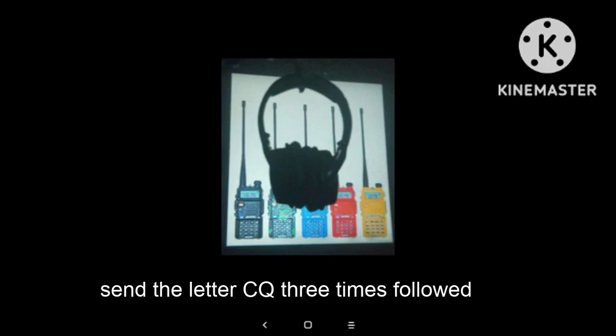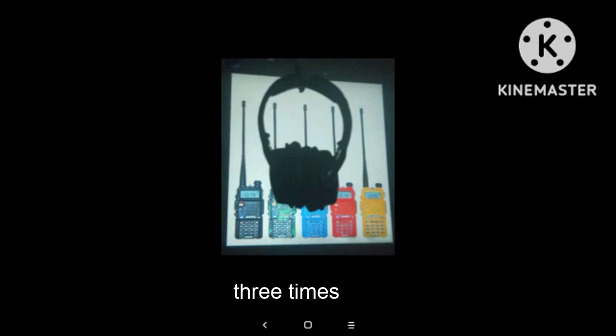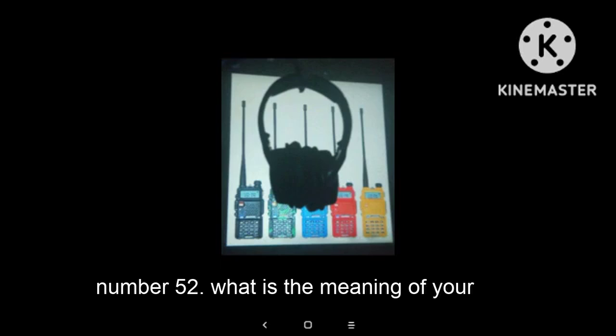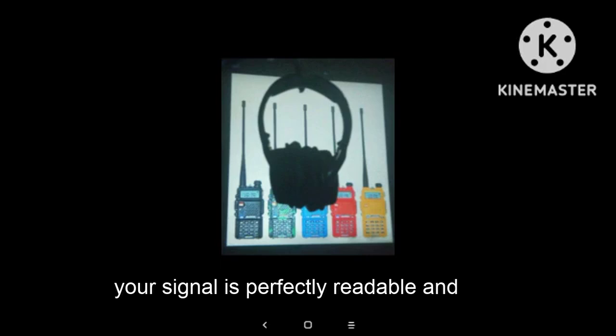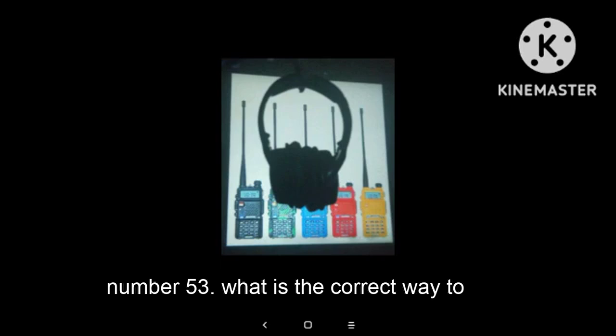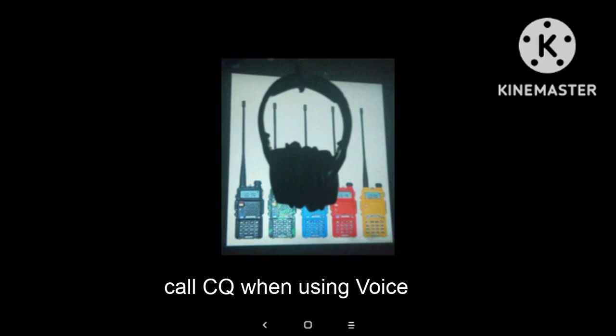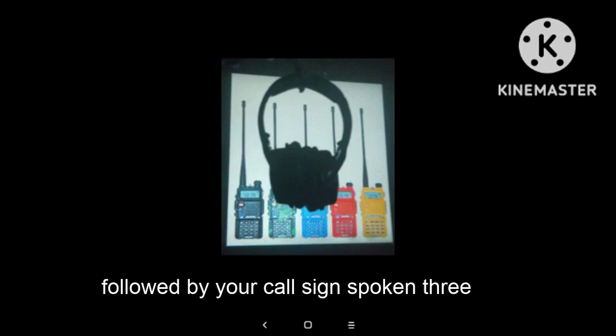Number 51. What is the correct way to call CQ when using Morse code? Send the letters CQ 3 times, followed by DE, followed by your call sign sent 3 times. Number 52. What is the meaning of your signal report is 57? Your signal is perfectly readable and moderately or fairly strong. Number 53. What is the correct way to call CQ when using voice? Say CQ 3 times, followed by this is, followed by your call sign spoken 3 times.